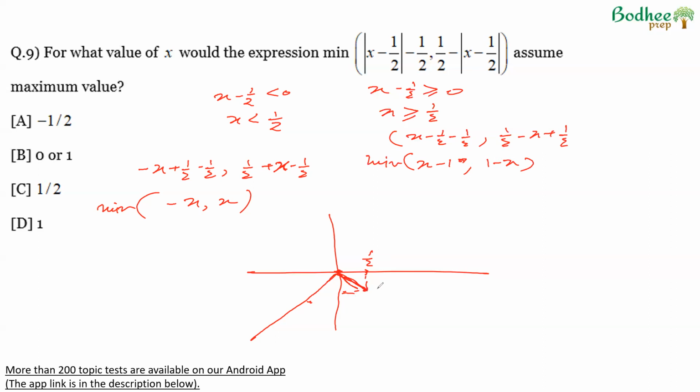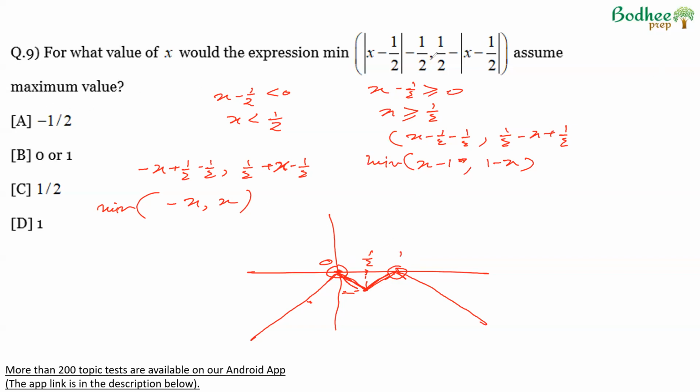So we start from here. When x is 1, this will be 0, this will be 0. Somewhere here, we look at the minimum value. When x is 2, this will be 1, this will be minus 1. Something like this is what we'll end up getting. And therefore, as we can see, the maximum happens at these 2 points, which are 0 and 1. While plotting the graph, we can spot that.